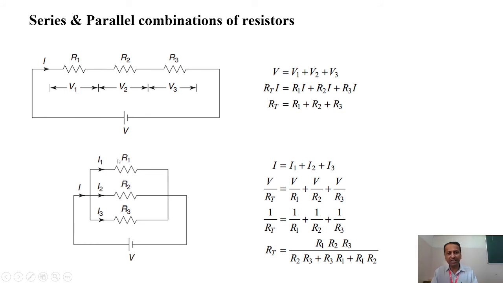Now, when these resistors are connected in parallel and excited with the voltage source, the total resistance is 1 by RT is equal to 1 by R1 plus 1 by R2 plus 1 by R3. Solving this, we get RT is equal to R1 into R2 into R3 divided by R2 R3 plus R3 R1 plus R1 R2.